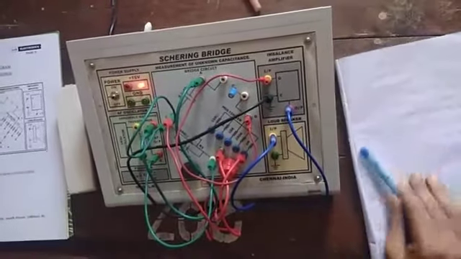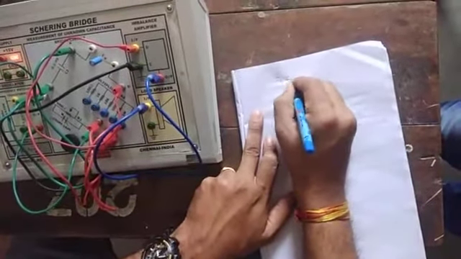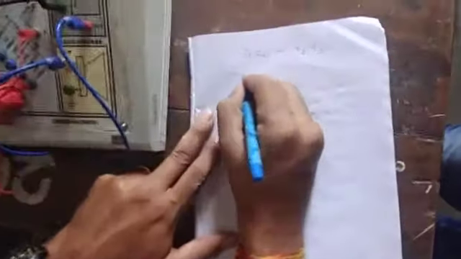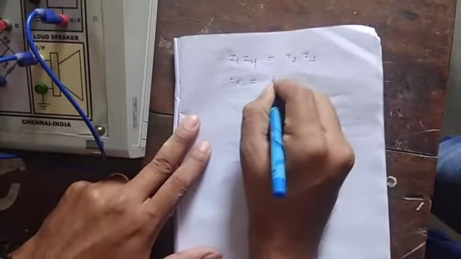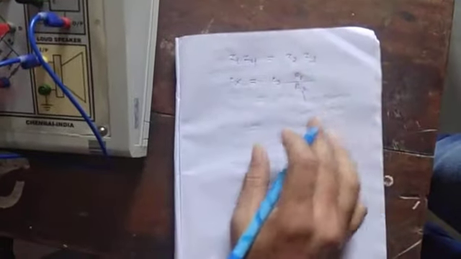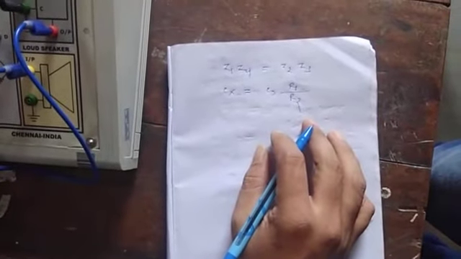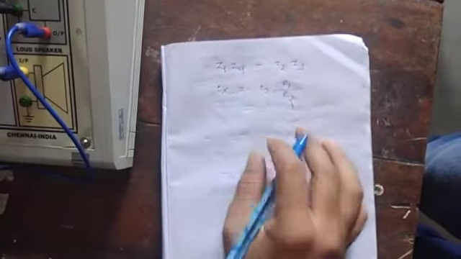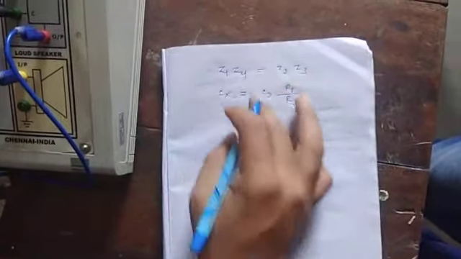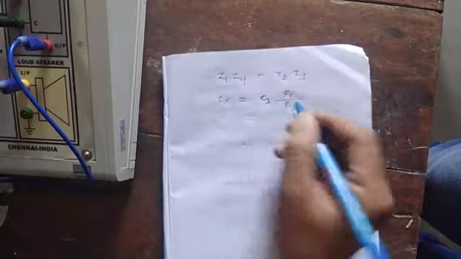So now I can apply the equation for finding the value of the capacitance, and this is Z1 Z4 is equal to Z2 Z3. While solving, we will find that the value of the capacitance Cx is equal to C3 R1 by R2. One thing we can observe here is that this is independent of the frequency of the supply, because this is an AC bridge. AC means we have a frequency, so it is frequency independent. That means if these resistance values are fixed, then we get the fixed value of the capacitance. So this capacitance value is independent of frequency.